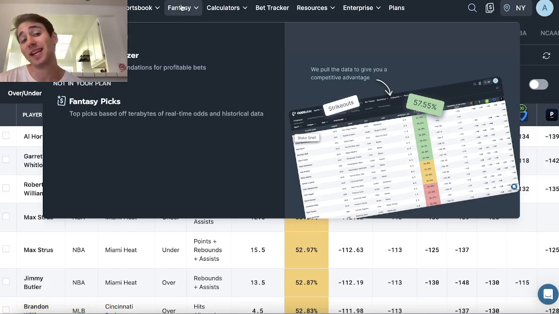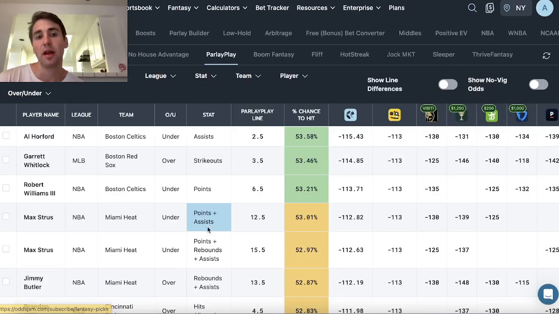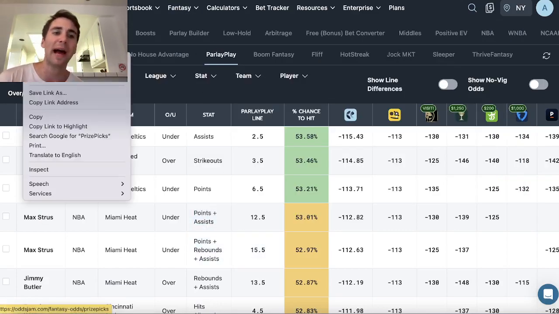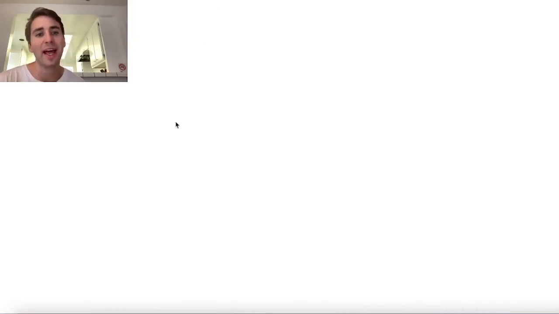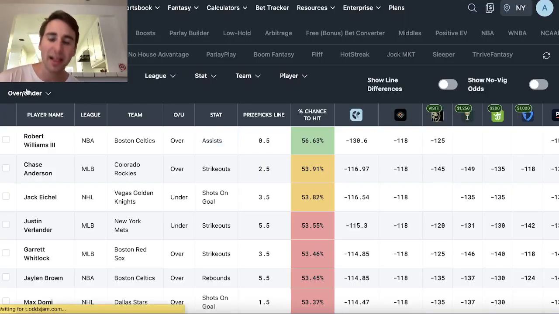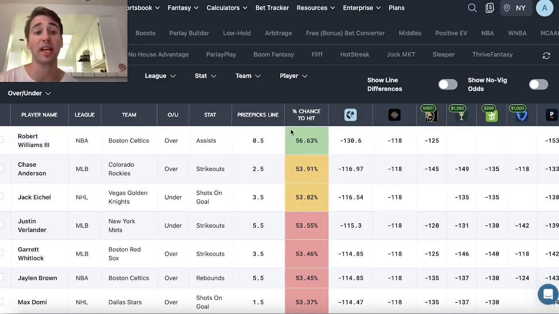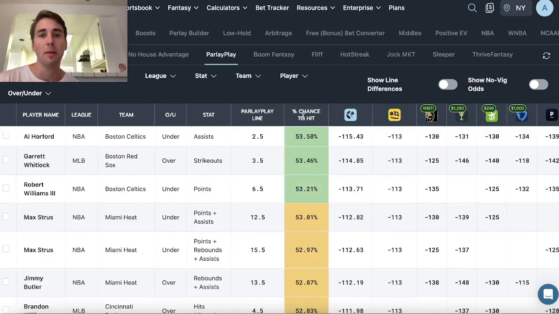So you just go to Fantasy Optimizer. And you can look at Parlay Play, Prize Picks, so we can pull up Prize Picks. Again, there's links below. I highly recommend you sign up for as many of these platforms as possible. It actually looks like there's a really good bet on Prize Picks right now on Robert Williams, over half of an assist. But regardless, this tool is pretty simple.